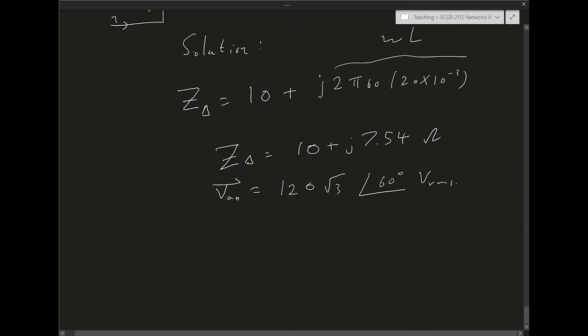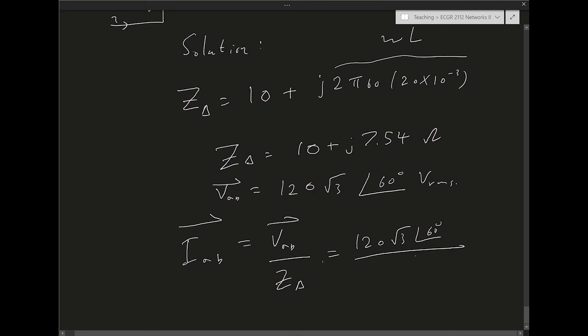And now I can calculate the delta current. The first delta current, IAB, is just VAB over Z delta, which is equal to 120 square root of 3 at 60 degrees over Z delta, which is 10 plus J 7.54.